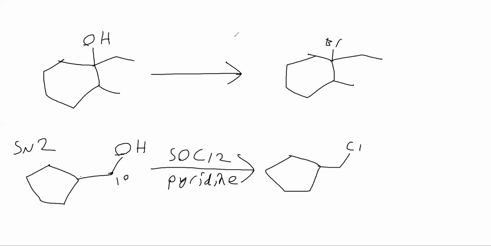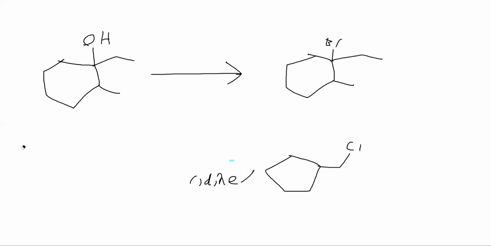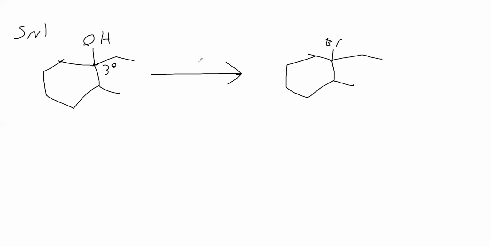What about this? How can we do that transformation? Yep, we have a tertiary alcohol. So we're going to want to do an SN1 mechanism. So to do that, we're going to want to use the acid as the nucleophile, HBr.